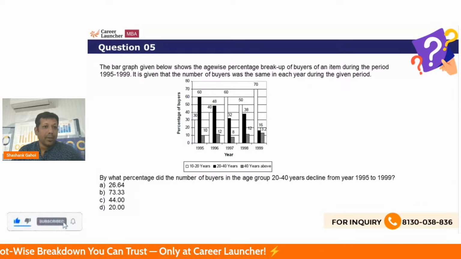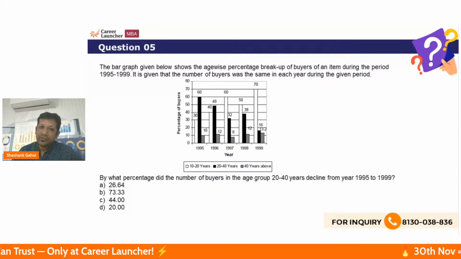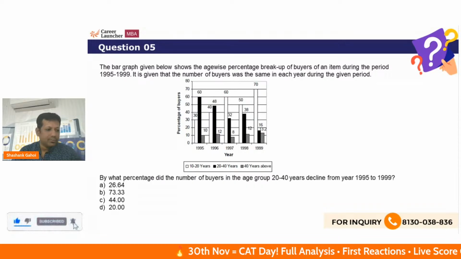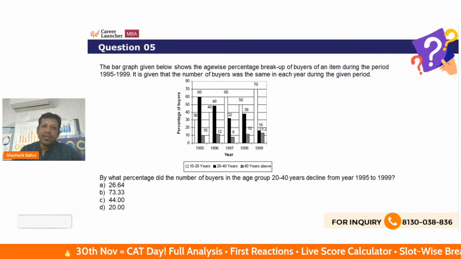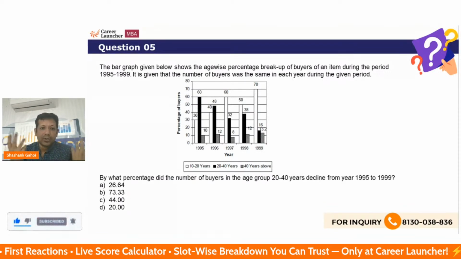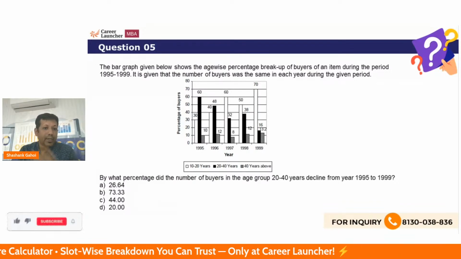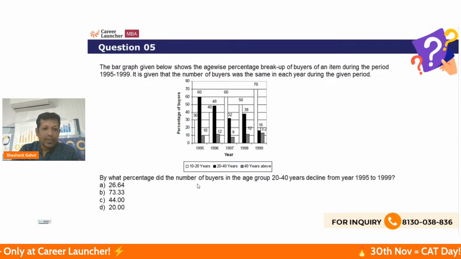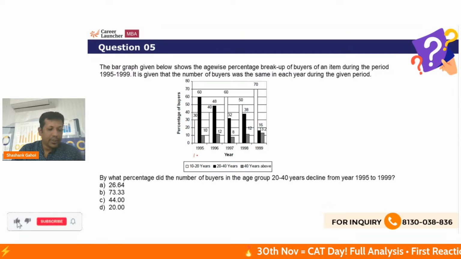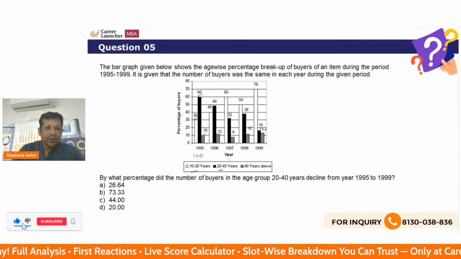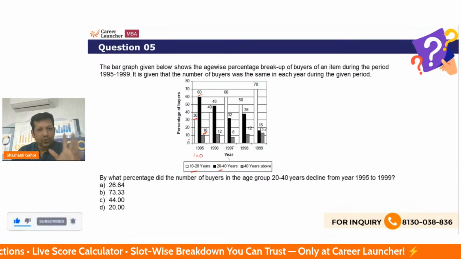Now, the bar graph given below shows the age-wise percentage breakup of buyers of an item during the period 95 to 99. It is given that the number of buyers is the same every year, so I'm going to assume the number of buyers is always 100. For year 1995, out of 100 buyers, 30 have an age of 10 to 20, 60 have an age of 20 to 40, and 40 plus years are 10. This is what the data is saying.